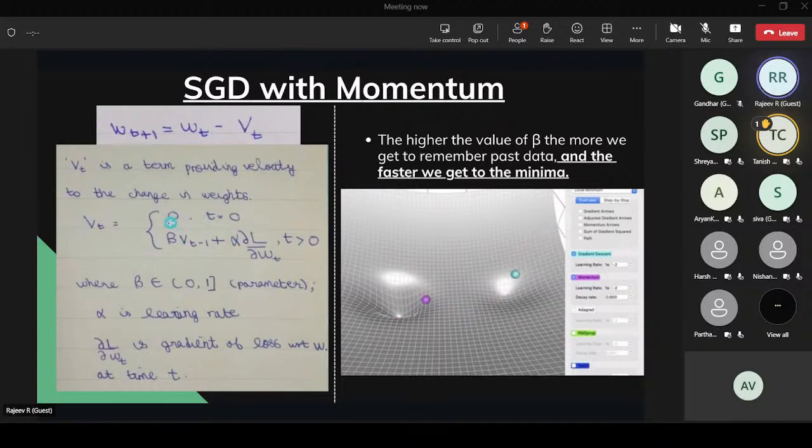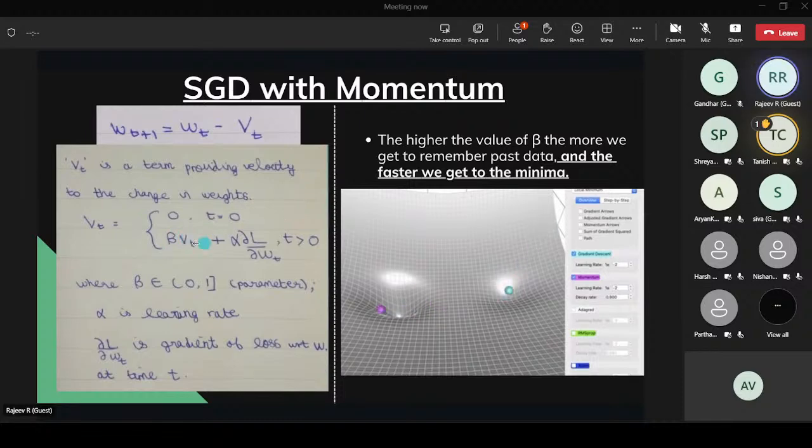In other words, this beta term helps to remember. At any point in time t, the formula has terms involving the gradient at time t equal to 0, t equal to 1, and so on. So you remember the gradient up to that point in time t, and that improves your change in weight. When I say improves, this velocity term is higher than what it would be without this beta term.